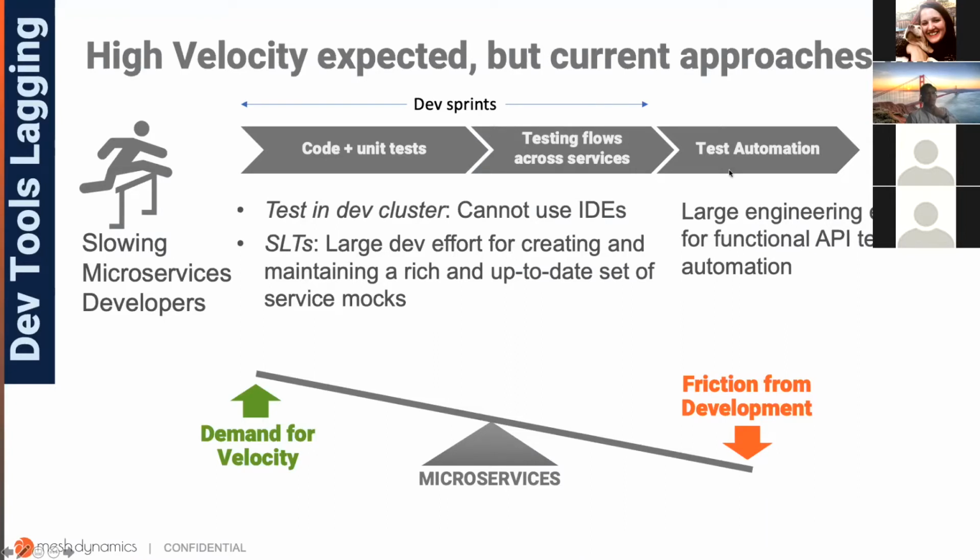And then the second problem is large engineering effort in creating these functional tests across the pipeline, right? So there's a demand for significant velocity, but there's friction from the lack of development tooling here. So together, this current approach is not amenable for achieving high velocity, right?